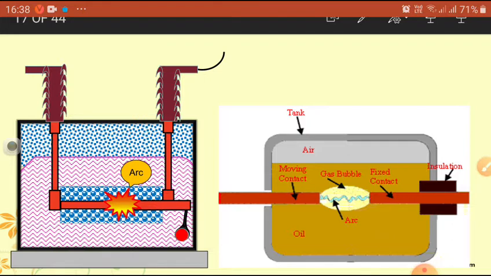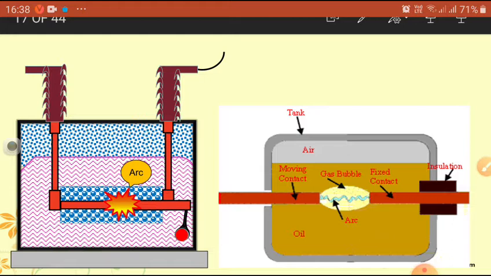Then what is happening? Due to the velocity of the oil, it suddenly puffs the arc at a time, and the arc is lengthened and cooled. Once lengthened and cooled, the dielectric strength of the oil increases. The arc resistance also increases automatically. It will come to an end when it reaches the zero crossing period of the cycle. I think you can understand.